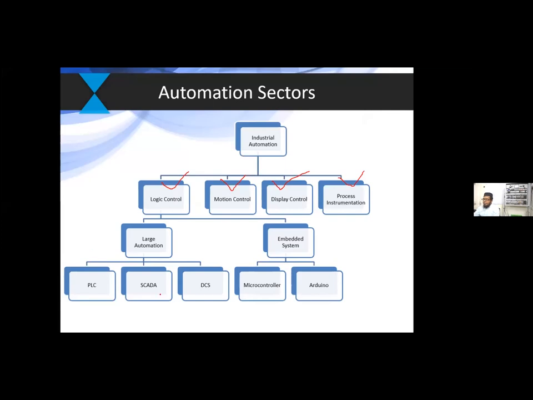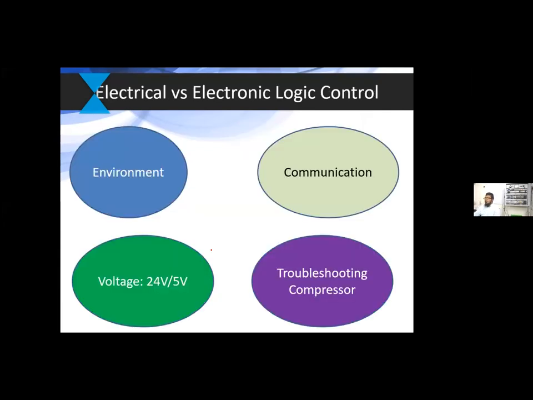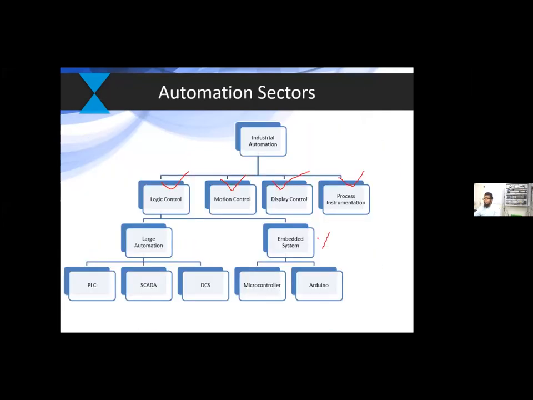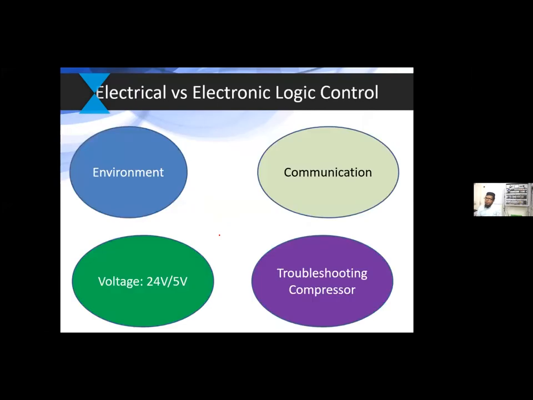So in industry, the electrical automation system, PLC, SCADA, DCS, is mainly used, because there are some problems and issues. For that reason, we cannot use embedded systems in industry. But we can use them in our university or small projects. So what are the main reasons why we are not using embedded systems in industry? Now I'll discuss that.